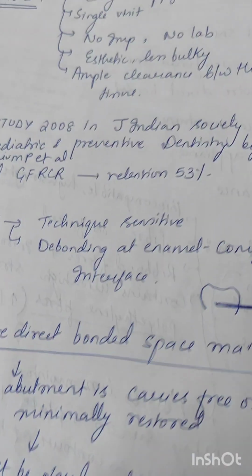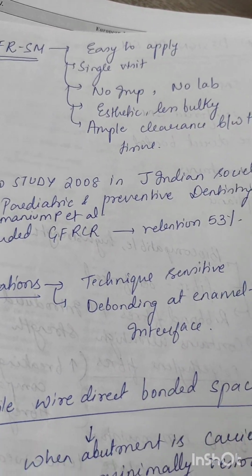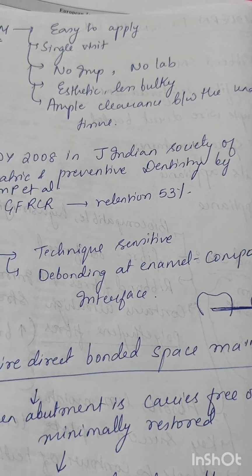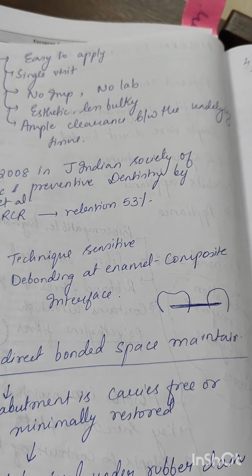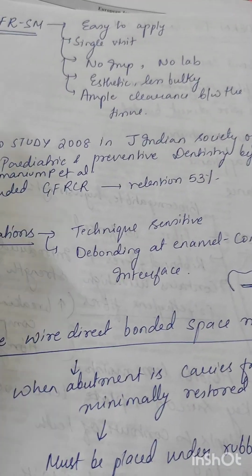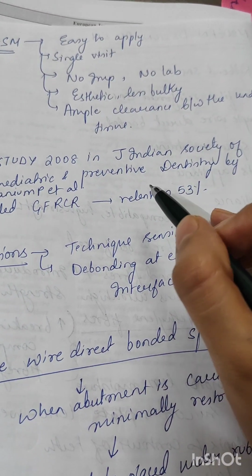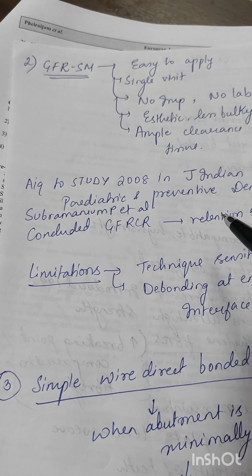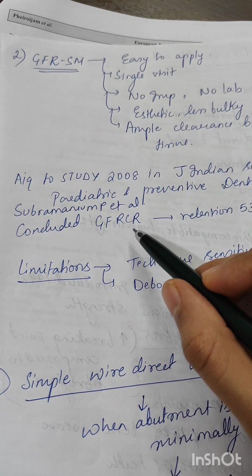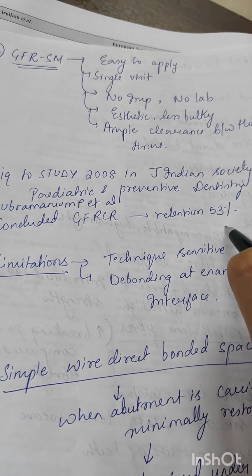Good. Now next is the glass fiber reinforced space maintainer. It is easy to apply, single visit, no lab work is needed. It is aesthetic, less bulky, with ample clearance between the underlying tissue. The study in 2008 was published in the Journal of Indian Society of Pediatric and Preventive Dentistry by Subramaniam P. et al. He concluded that glass fiber reinforced composite resin retention was 53% and there was good patient acceptance.